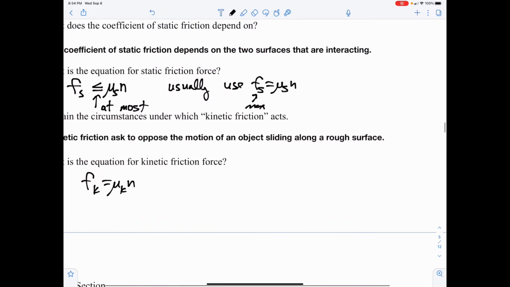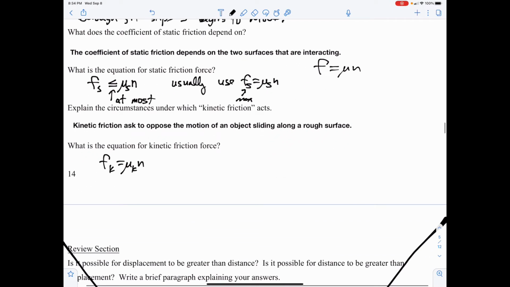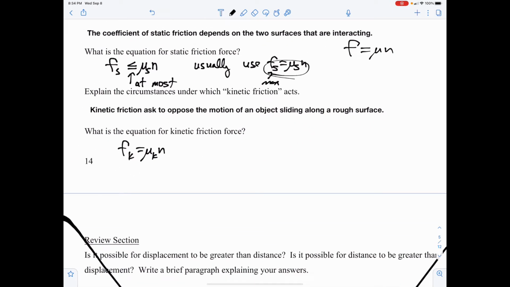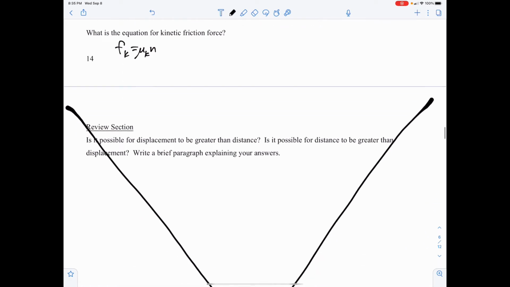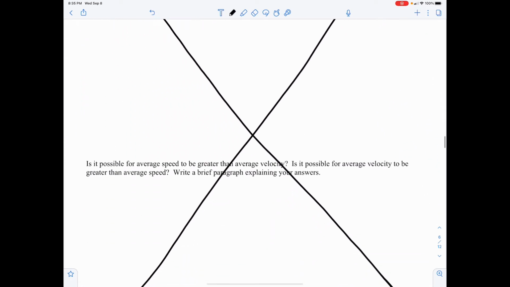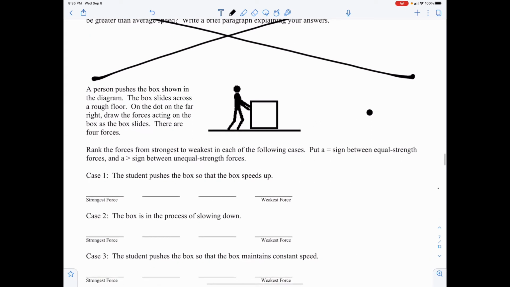The basic equation for friction is really easy to remember. Friction is fun. Does everybody see how the mu kind of looks like a U? Friction is fun. Now, we just have slight variations in terms of the subscripts we use, okay? But it's essentially the same equation. Skip the review section here and move on to this case right here.